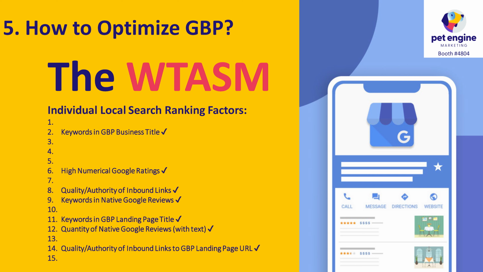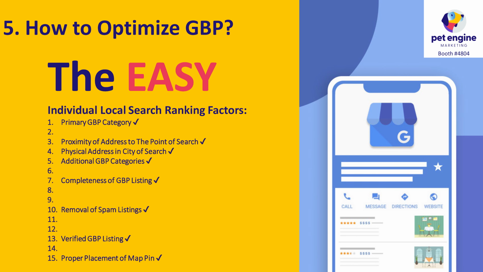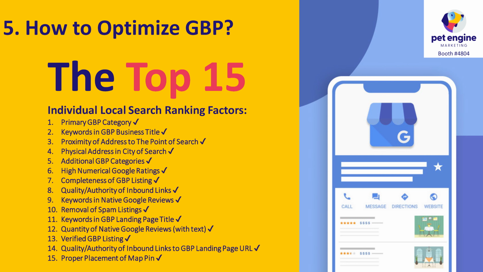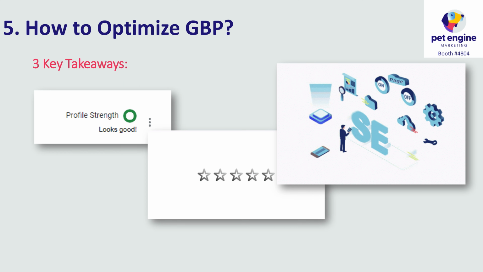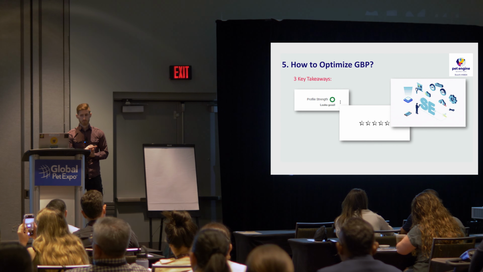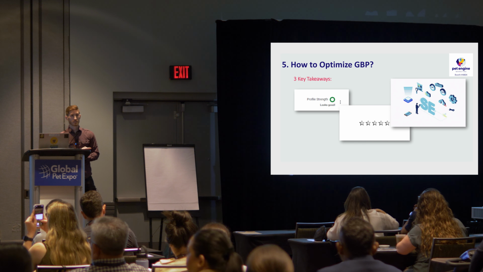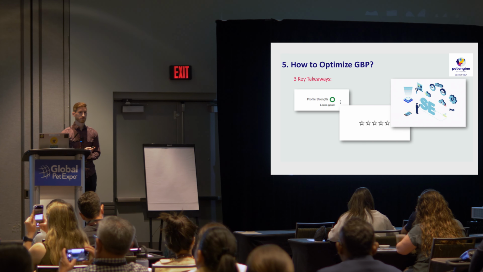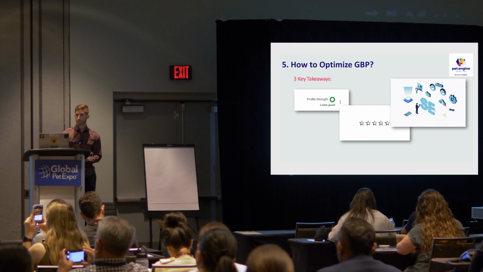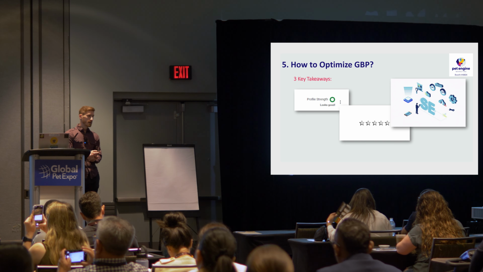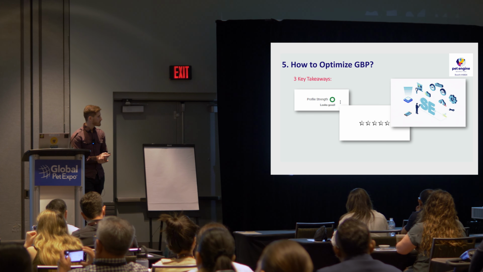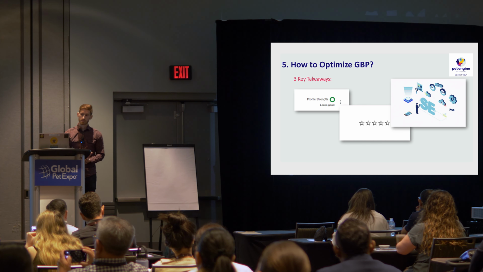Okay, we're actually done with the WCASM factors, and we did the easy ones, which means we've finished optimizing our Google Business Profile. So three key takeaways here. We have to complete the Google Business Profile. We got to make sure it looks good, everything's filled out. We got to get good reviews, not just any reviews, but good reviews, right? Reviews with text, reviews that mean something. And then we want to try and align our Google Business Profile with our on-site SEO.